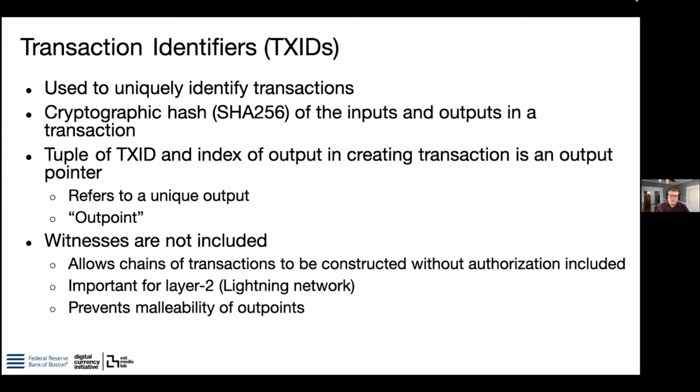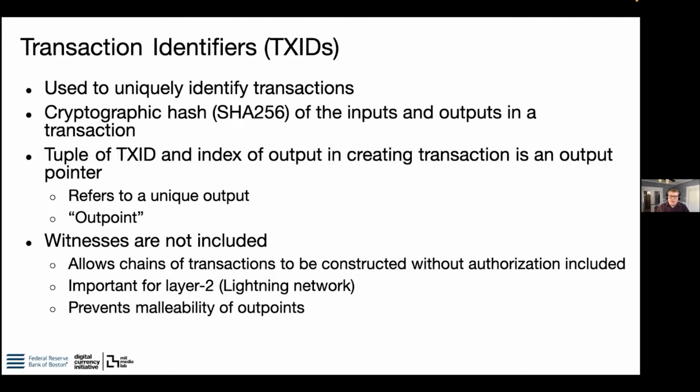So moving on, the next thing we need to talk about is transaction identifiers. These are used to uniquely identify transactions within the system, which is particularly important for preventing things like replay attacks. So what we do is take the cryptographic hash of all the inputs and outputs in a transaction, and we hash that, and that gives us the transaction ID.